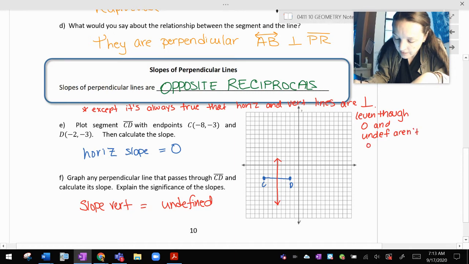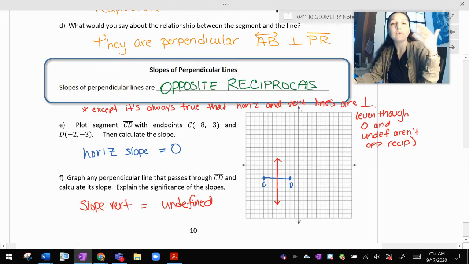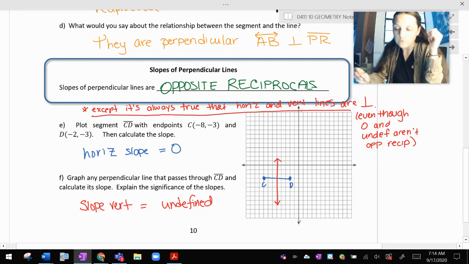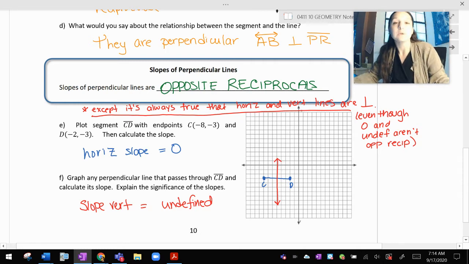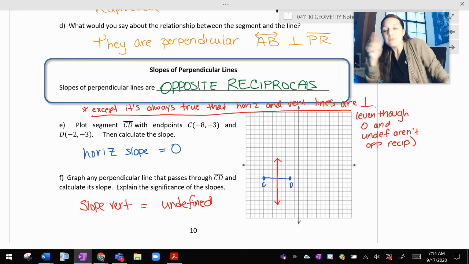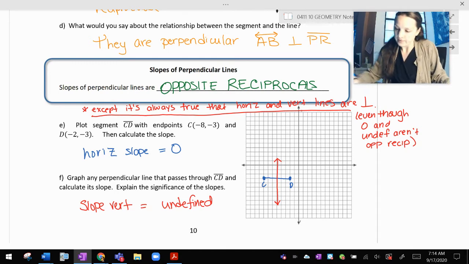Now, if you want to write that whole thing out, you can. You don't have to. All you really need to write down is that it's always true that horizontal and verticals are perpendicular. But the reason that's an exception is horizontal and verticals don't have slopes that are technically opposite reciprocals. Okay, so 99.9% of the time, if you have perpendicular lines, their slopes are opposite reciprocals. That 0.1% of the time is when you have horizontal and vertical lines that are still perpendicular. All right.